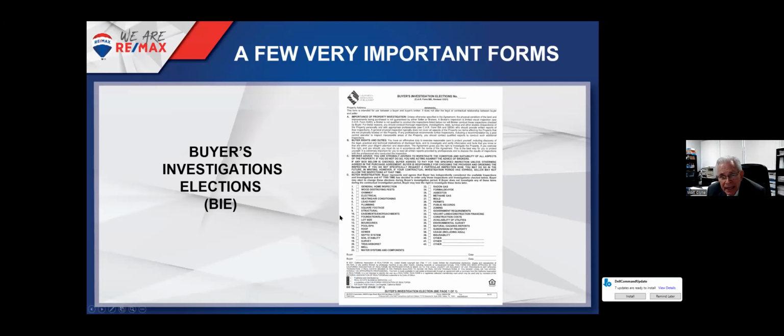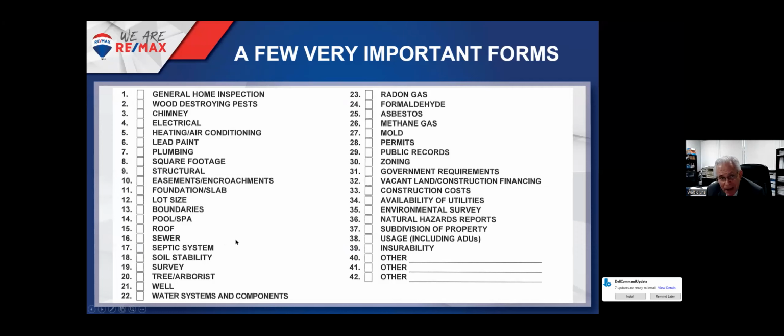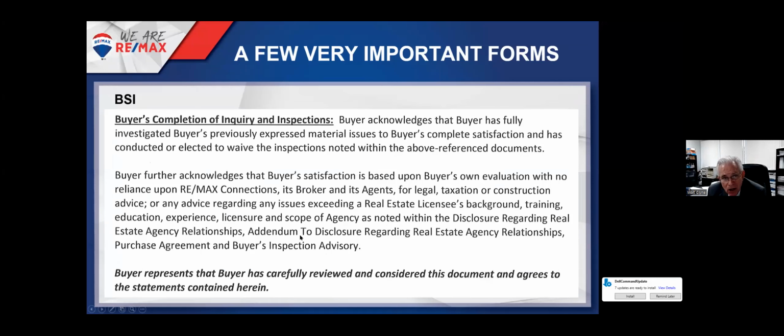And then the BIE, as you're familiar with, lists all the different inspections that a buyer might want, and they check them off. Sometimes I've seen quite a few of these checked, and frequently not all those inspections were obtained. Not so much because the agent wasn't paying attention. It was more likely the buyer changed their mind, because there's a cost to most of these inspections, and the buyer ends up not wanting to pay that cost.